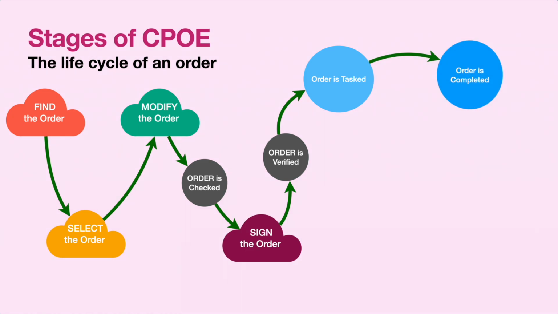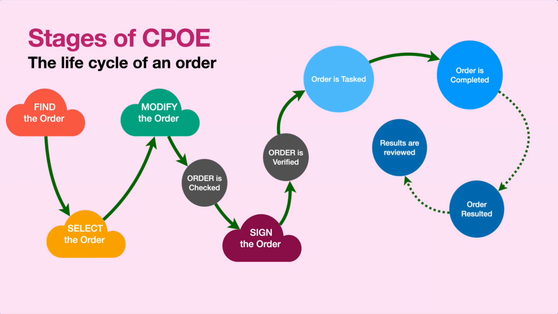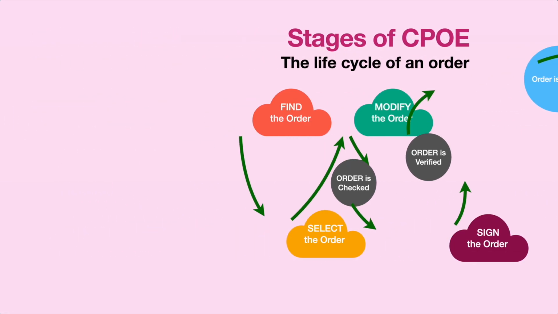And now this could be a simple thing, like fitting someone with crutches and that's the end of the story, to a complex order like getting a CT scan. Sometimes the journey of the order ends here, and sometimes it doesn't. Sometimes the order has to be resulted, and the results need to be reassessed and reviewed for further action. So this is the life cycle of an order.